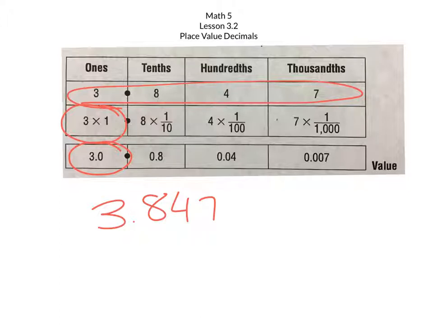Does that make sense? If you look at the next place value, it's after the decimal, which is the tenths place value. You can also write that as 8 times 1/10, or you can just say that it's worth 0.8. That makes sense? Okay, the hundredths place value is 2 places over from the decimal. This one you can write as 4 times 1/100, or you can say the value of it is 0.04.